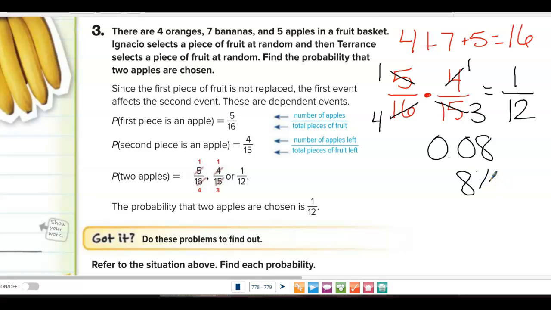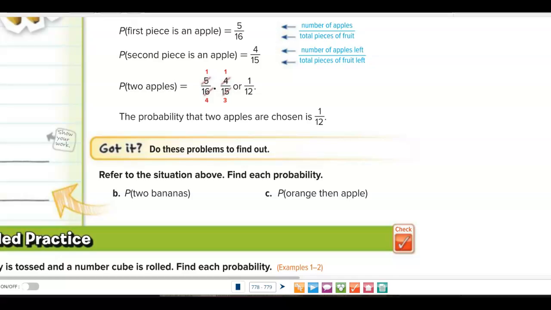It changed our probability for the second because I no longer have that apple or that extra piece of fruit in the basket. Okay, so it's dependent on what happened the first time. So now we put all of our fruit back in our basket. How many bananas do you have to choose from in the first pick? 7. 7 out of how many? 16. Okay, I picked 1 banana out. How many bananas are in there now?